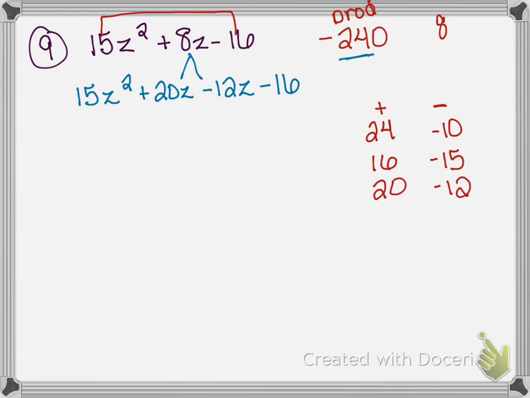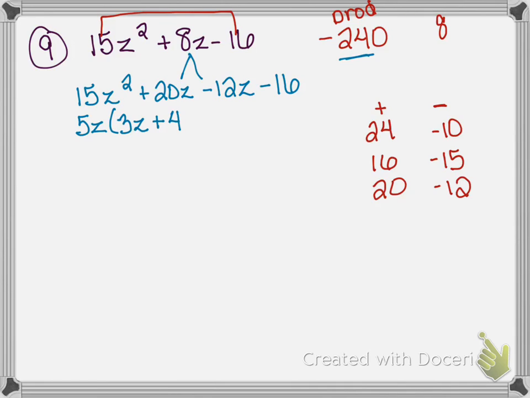Okay. A 5 comes out of both of those, a 5 and a z. So then I'm left with z plus 4. Nope, I'm not left with z plus 4. What am I left with? 5 times what gives me 15? Yes, 3z, good. Then 5z times what gives me 20?